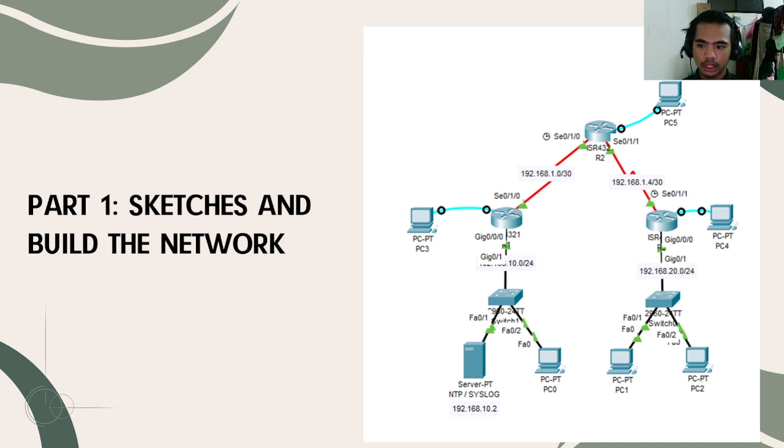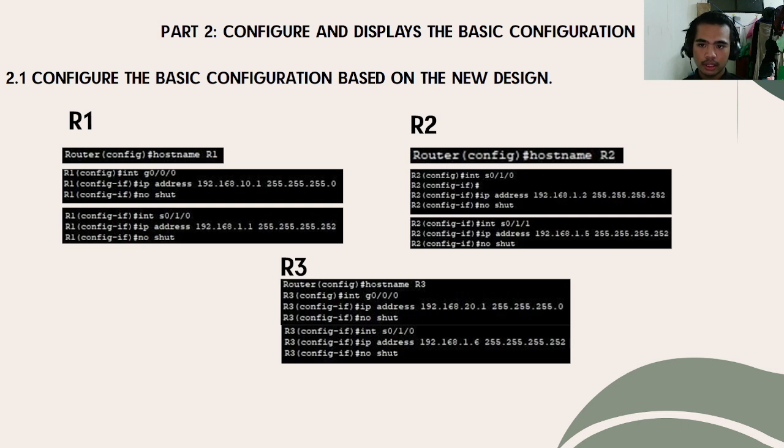Now let's take a look at the first part, which is sketch and build the network. The picture shown is the topology that I came up with. It contains 3 routers, 2 switches, 6 PCs and a server. For the second part, configure and display the basic configuration. So 2.1, configure the basic configuration based on the new design.